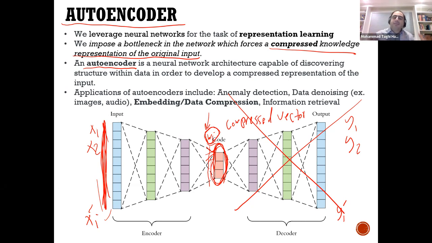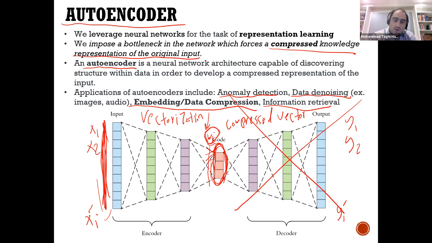Good. In some sense, this is again the same idea of vectorization. I'm giving any data to this, and at the end, I will get some codes. This code is exactly these WIs, these vectors that I'm getting, and this vector would be the representation of my input. This has applications in lots of other places, like anomaly detection, data denoising, for example for images, audio, or information retrieval. But one important one is embedding, or data compression, or vectorization. So we will use this one for vectorization. That's the important application, and that's the one that I want to use.